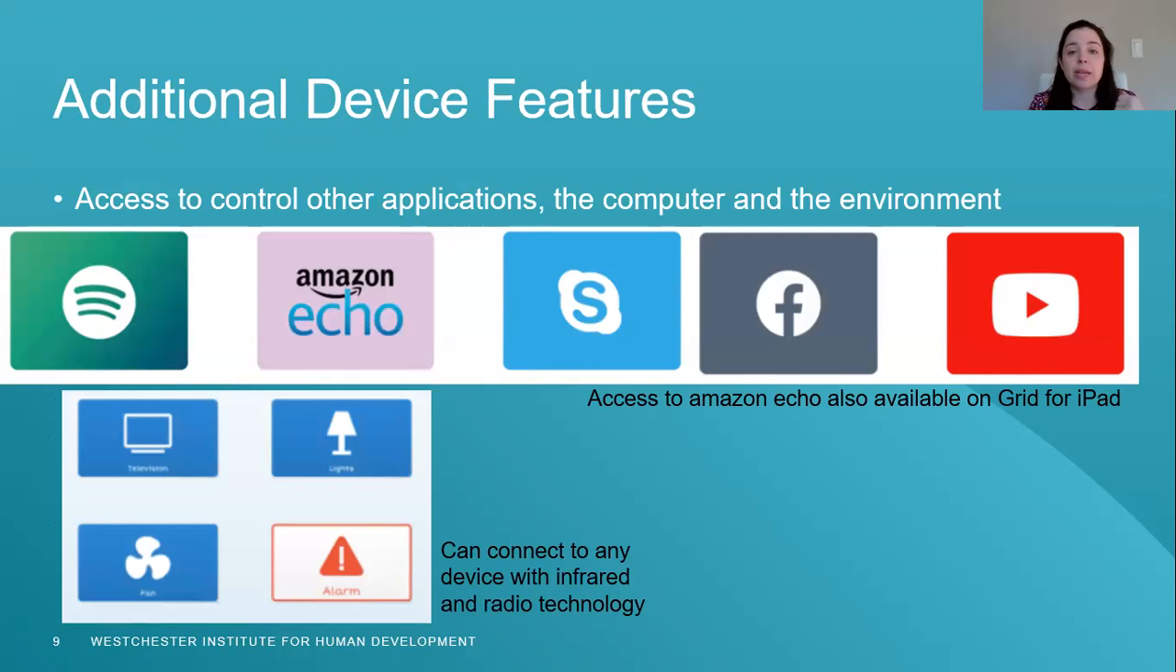So here are some of the examples, like we just mentioned, of additional apps and devices that Grid 3 can control. There's Amazon Echo, Skype, Facebook, YouTube, and you can also communicate via text message or email using your Grid 3 device. You can connect to any device with infrared and radio technology, so you can control your television, your lights, your fan, and any of the smart features in your home.